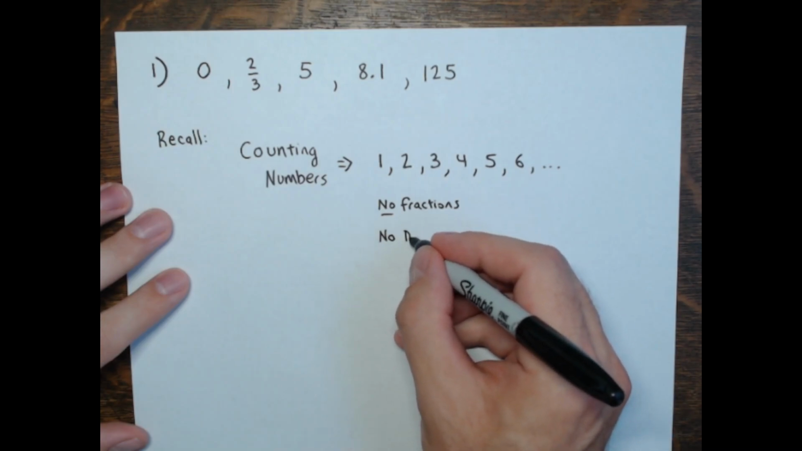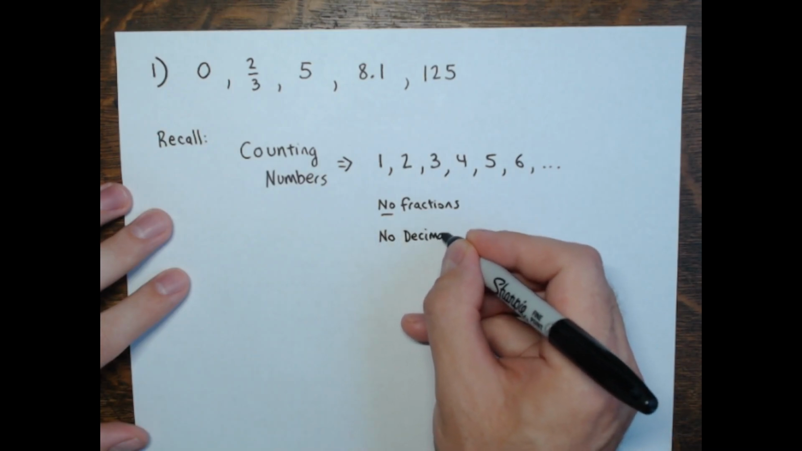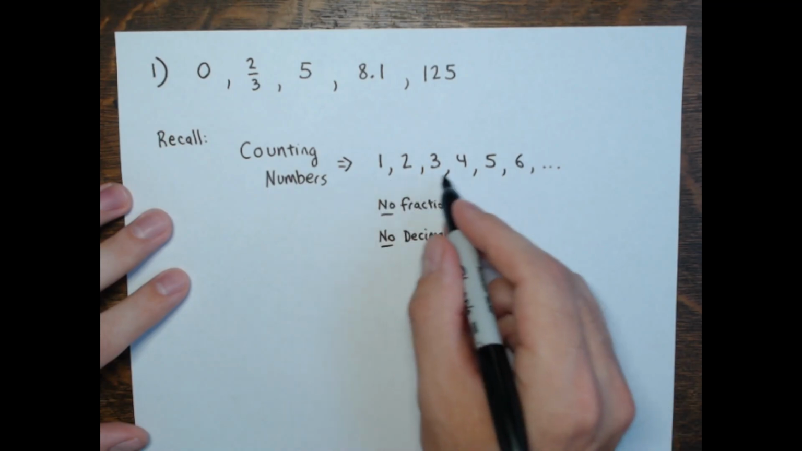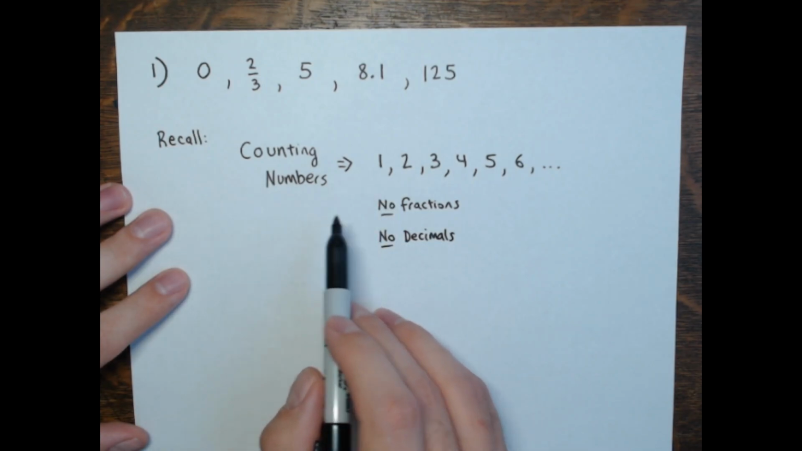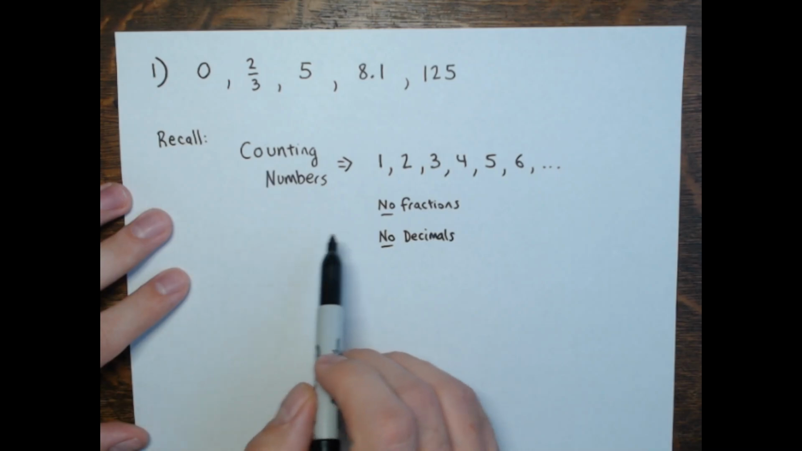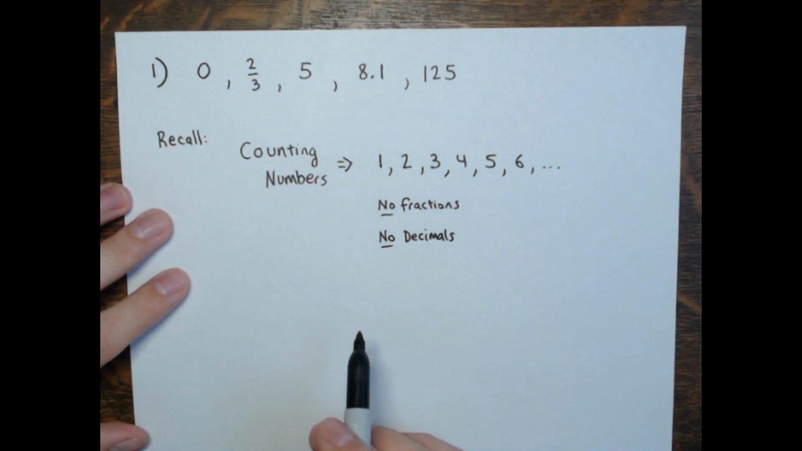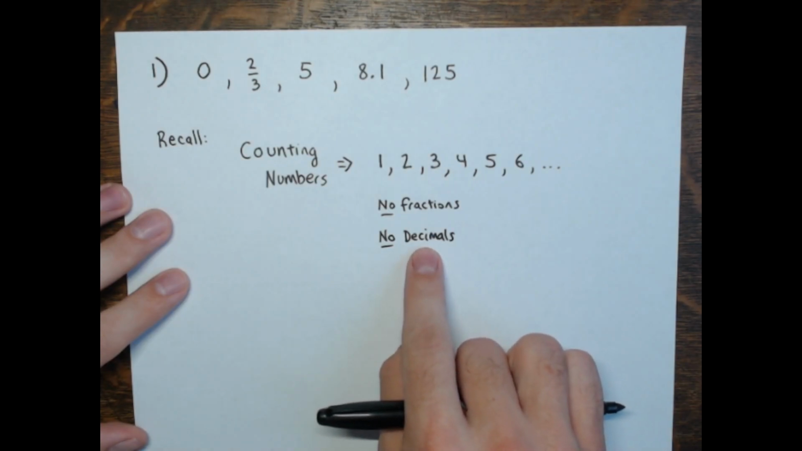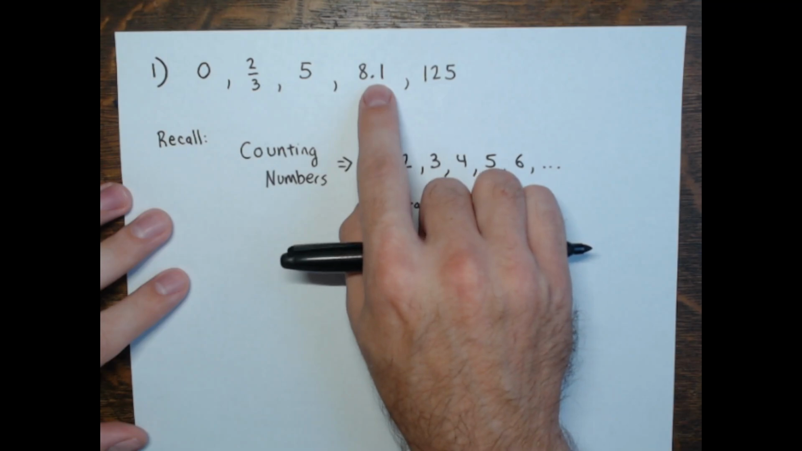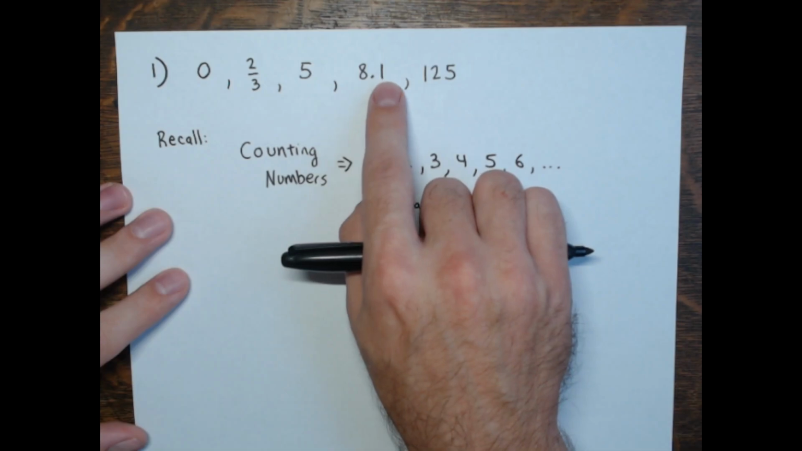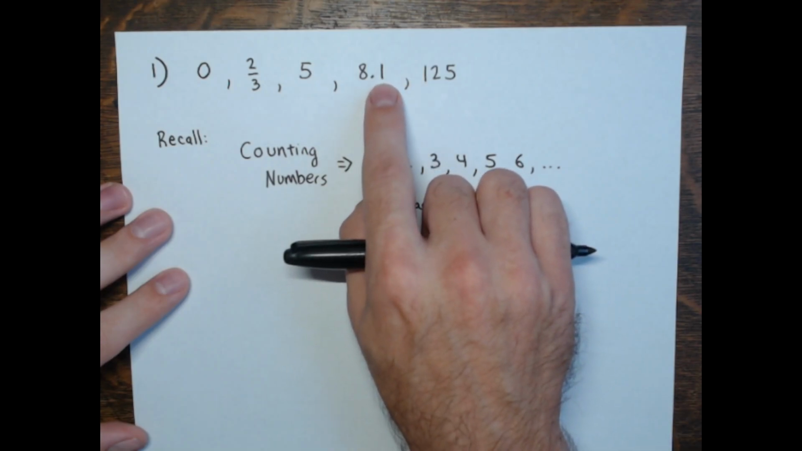Again, you may have heard the word fraction before, but notice that the counting numbers have no fractions and no decimals. Now, technically, these are all decimals. You can always do 1.0000, 2.000, with zeros forever after the decimal point. What I mean by no decimals is that it's not like 8.1 here, where there's a decimal point and then non-zero numbers to the right of it. 8.1000, but there's a non-zero number to the right of it.